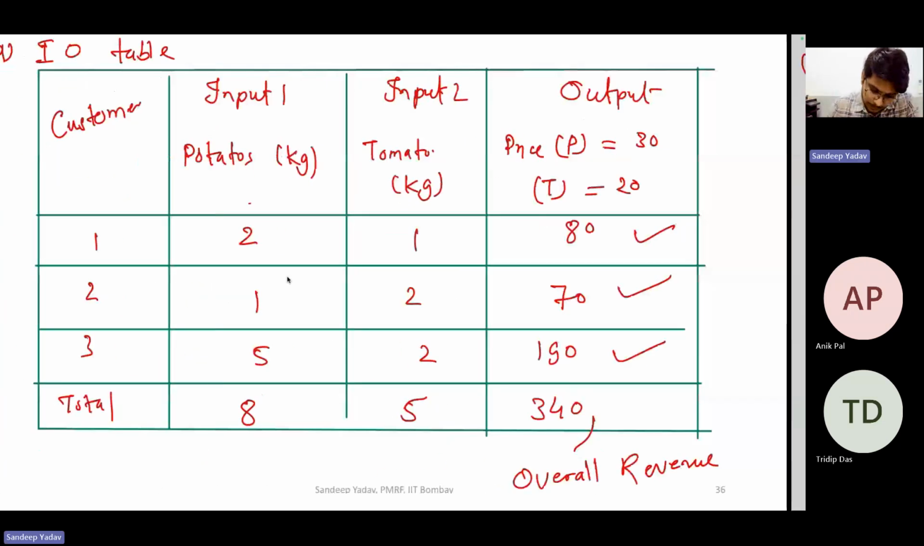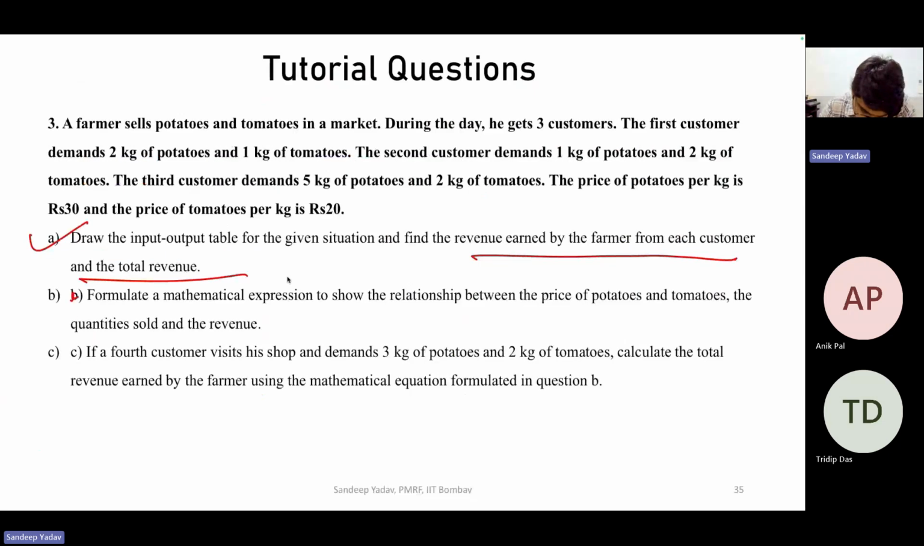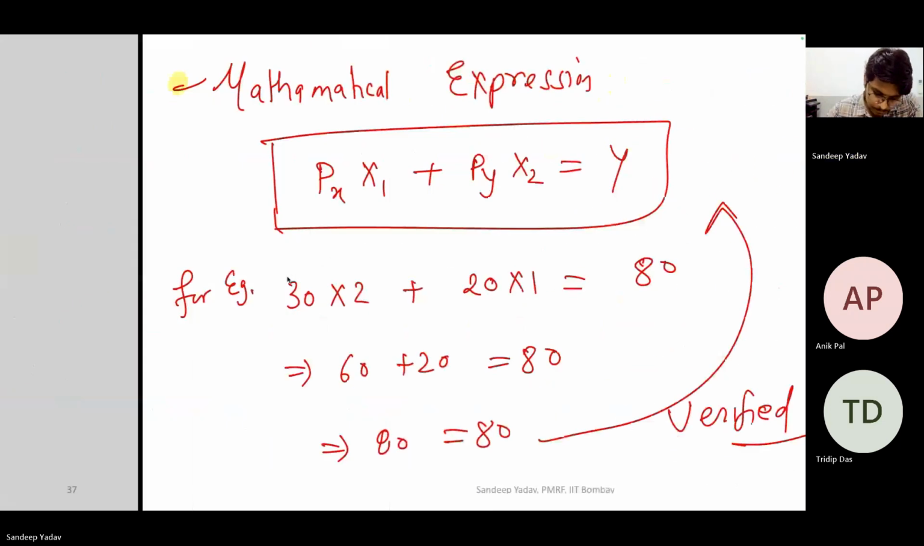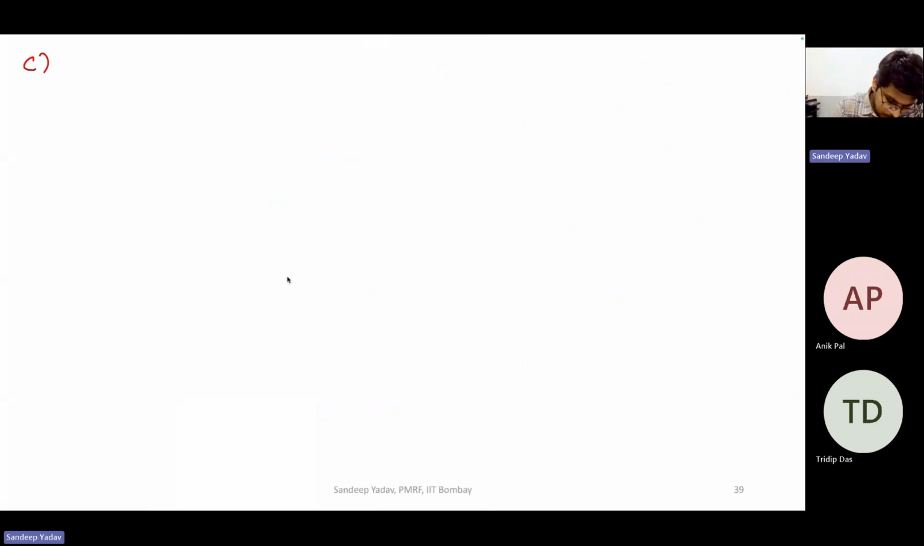Now moving to the third part. In the third part, they're asking: if the fourth customer visits the shop and demands 3 kgs of potatoes and 2 kgs of tomatoes, calculate the revenue earned by the farmer. The mathematical equation is to be formulated as in question number B. Now let's move to question number C.